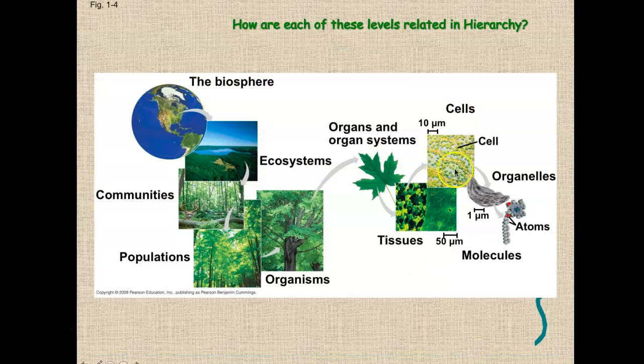And so this is our hierarchy of life. You can start over here. I like to start over on this side and I go to the left, smallest to largest. So atoms make up organelles, make up cells, cells make up tissues. Tissues make up organs and organ systems. Organs make up organisms. Organisms make up populations. Populations make up communities. Communities make up ecosystems, and ecosystems make up the biosphere.